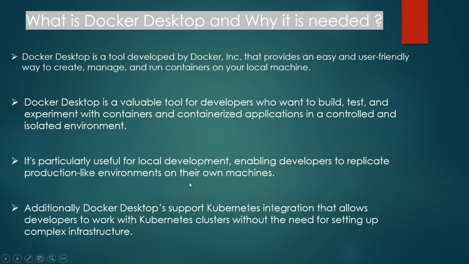The only difference will be that in a production environment you will have more nodes inside the cluster, but in local you will have a single node cluster, meaning inside the cluster you will have a single node. Additionally, Docker Desktop supports Kubernetes integration that allows developers to work with a Kubernetes cluster without the need for setting up complex infrastructure. This fourth point is important because Docker Desktop's Kubernetes integration helps to install Kubernetes in Docker Desktop. Okay, now actually Docker Desktop is a very big tool.